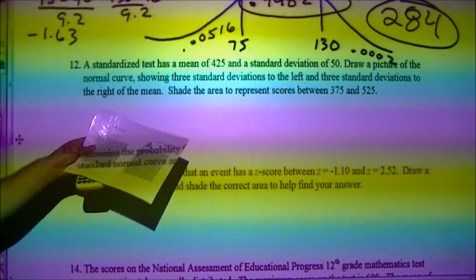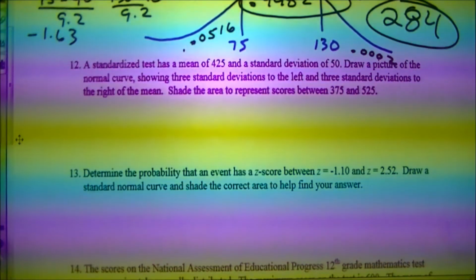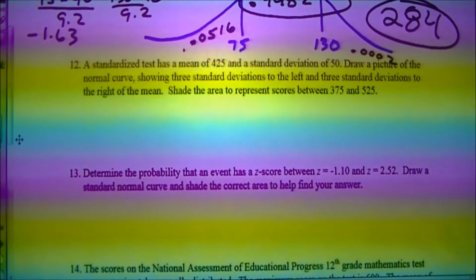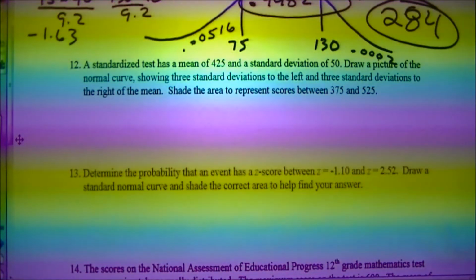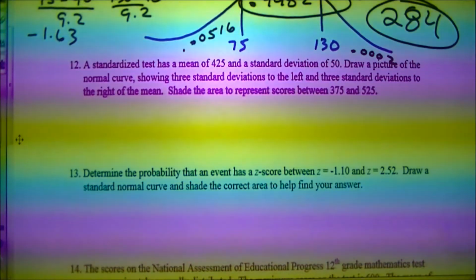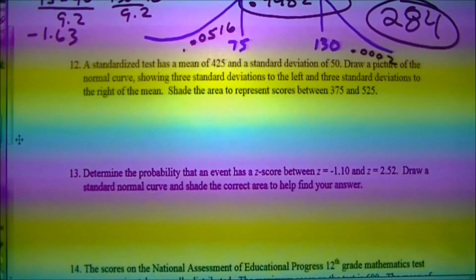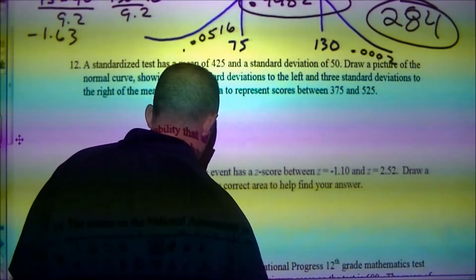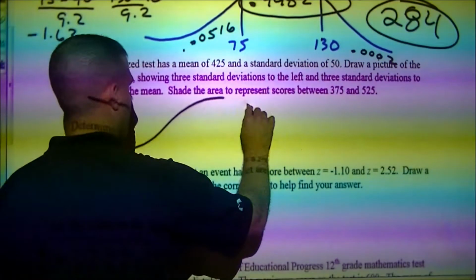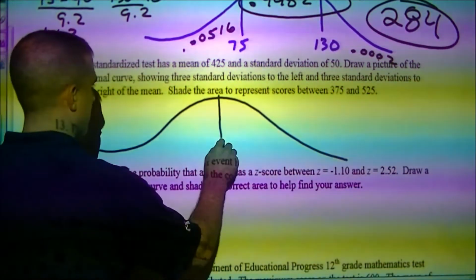A standardized curve has a mean of 425 and a standard deviation of 50. Draw a picture of the normal curve showing 3 standard deviations to the left and right. Shade the area to represent between 375 and 525. So this is actually pretty easy. My mean is 425.